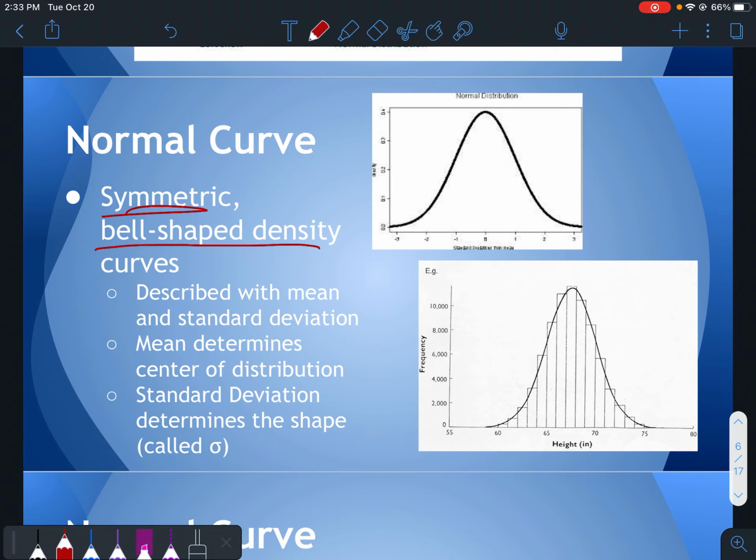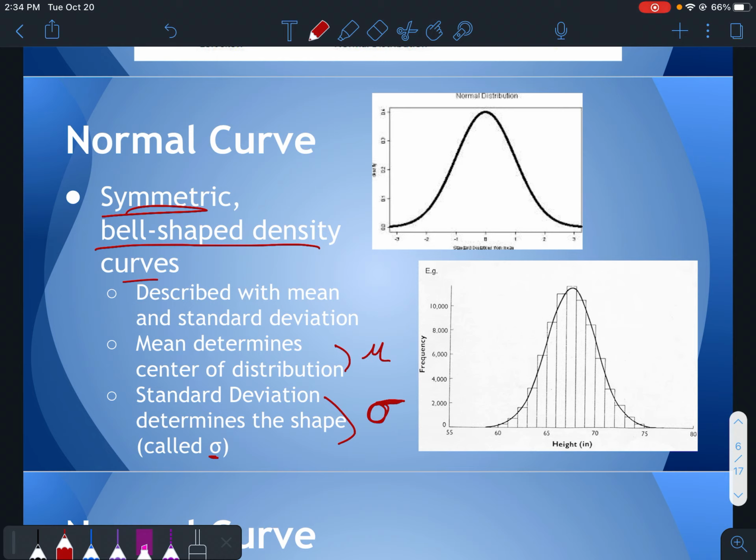Now, the normal curve is going to be the symmetric bell-shaped density curve. We can completely describe them with the mean and the standard deviation. Remember, the mean is going to be the center of the distribution. The mean is going to be that mu. The standard deviation determines the shape. That's going to be the little sigma. So we've got a baby sigma. It's like an O with a hat.